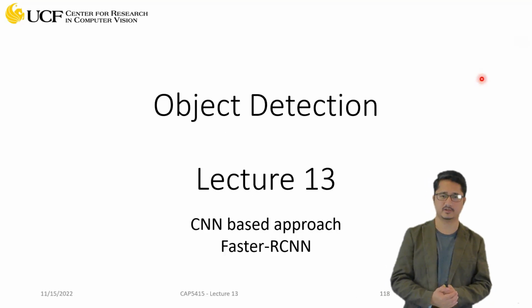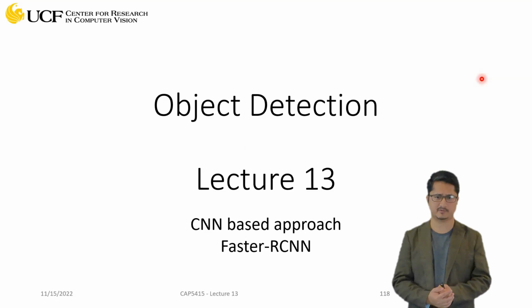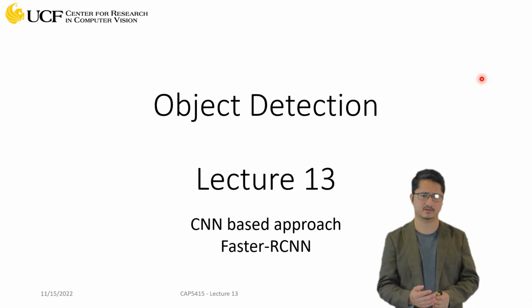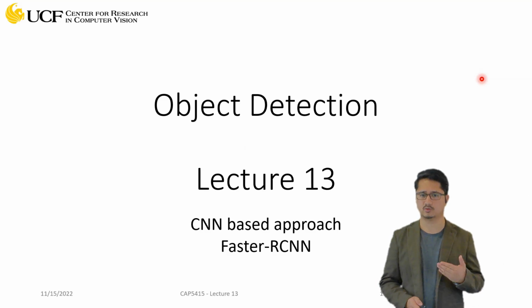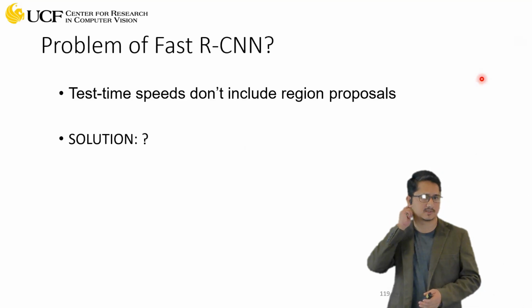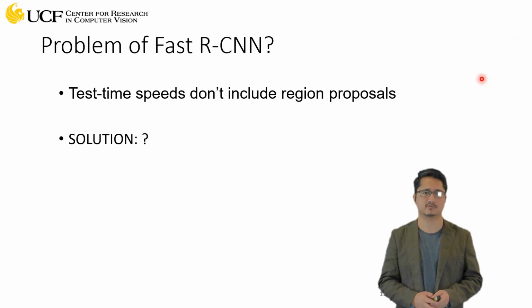So let's continue. This is, I think, the last segment we have in object detection. In this one, we will talk about Faster RCNN. This will try to overcome the limitations we have in Fast RCNN. So first try to understand what those limitations are.